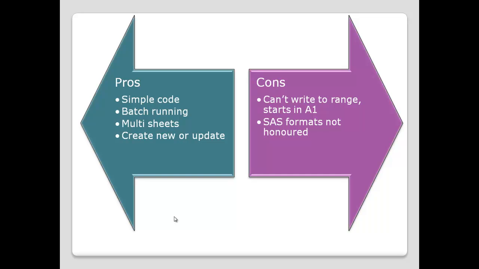Multi-sheet support, as you've seen already with the example we just showed, and it can both create brand new spreadsheets or update existing spreadsheets. On the downside, even though you can update existing spreadsheets, there's some limitations there. It can't write to a range. It purely updates data starting in position A1 of a particular worksheet. And that may be fine. You may be able to use that to get what you want, but it's not as flexible as the next technique, which is the libname engine, which allows you to write to any part of a worksheet using ranges.